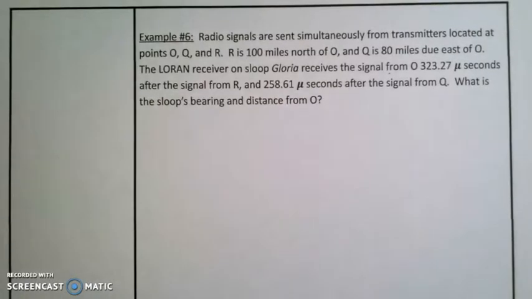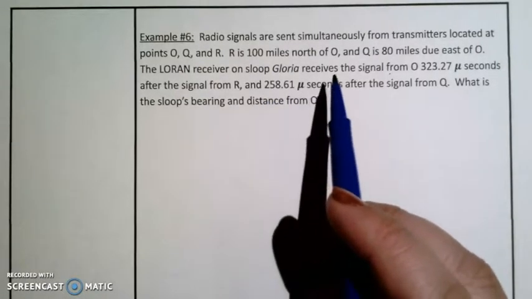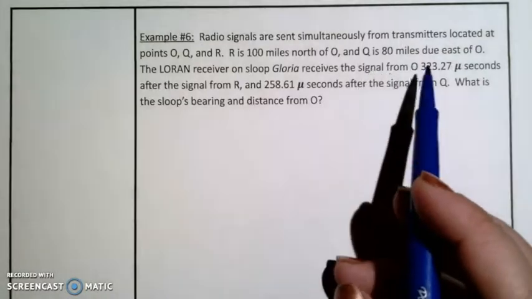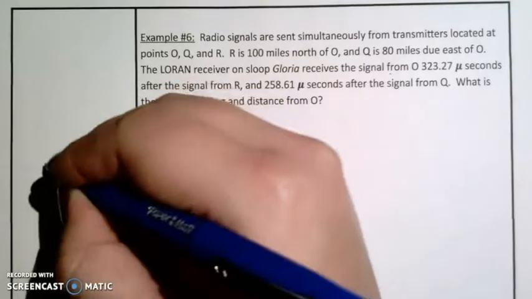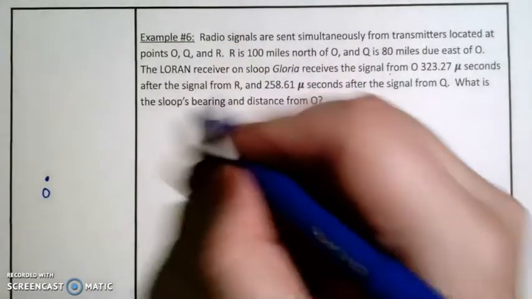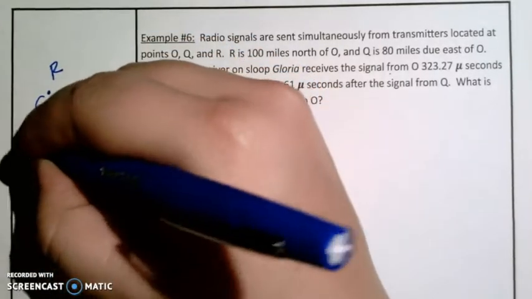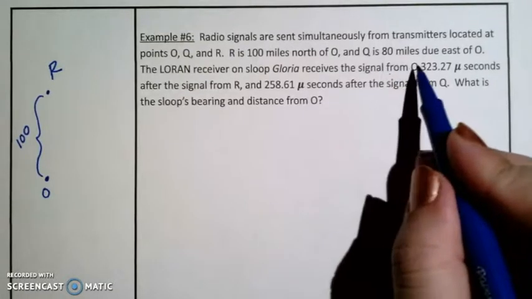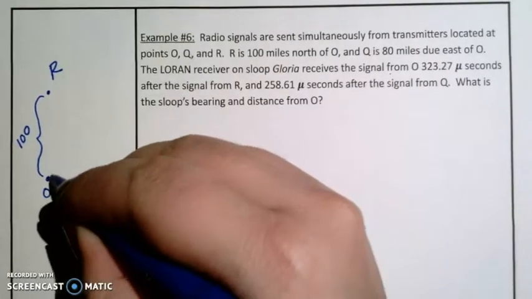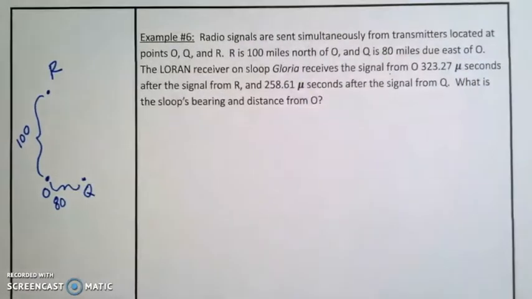So example 6: radio signals are sent simultaneously from transmitters located at points O, Q, and R. R is 100 miles north of O, and Q is 80 miles due east of O. So we have this point O, and R is 100 miles north, so we know this distance is 100. We have Q 80 miles east. This is 80 miles to Q.